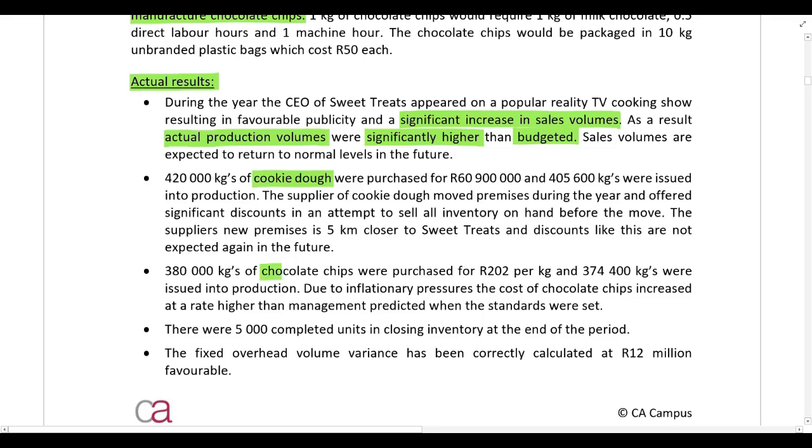380,000 kilograms of chocolate chips were purchased for 202 Rand per kilogram, and 374,400 kilograms were issued into production. Due to inflationary pressures, the cost of chocolate chips increased at a rate higher than management predicted when the standards were set.